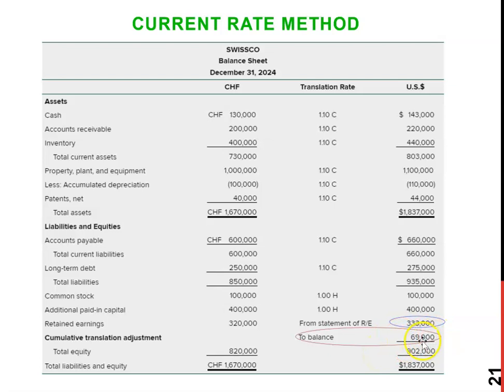Now, we have to plug in a positive number to make the liabilities and equity equal to the assets. Since we are plugging in a positive number, we call it OCI, other comprehensive income, or a gain. Sometimes after conversion, you will have to deduct a number to balance the balance sheet. That means you plug in a negative number, and that will be a loss. Here we end up with a conversion gain. So this is how we do the current rate method.